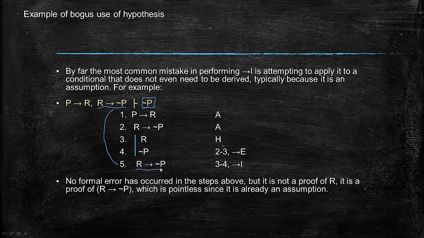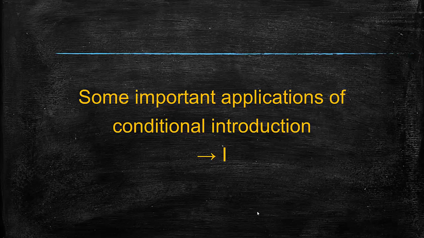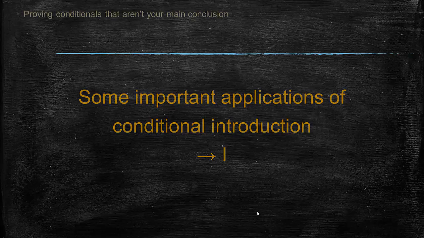So no formal error actually occurred here. It's just that we derived an assumption, which is completely pointless. And so just write this on the back of your hand. You never, ever prove your assumptions. Assumptions are givens that you use to prove other things with. All right. So let's do some important applications of conditional introduction. Wouldn't be a bad idea to take a break right about now, unless you're feeling really energetic. About halfway done.